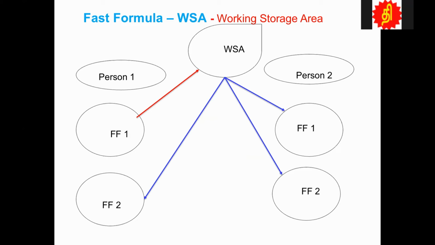Here what is happening is I'm setting that variable in the first formula for person 1, the same person's FF2 can use the same variable, and for person 2, formula 1 and formula 2 also can get the variable. Okay, there's nothing wrong. You can set that in one person, you can get it in the other person.